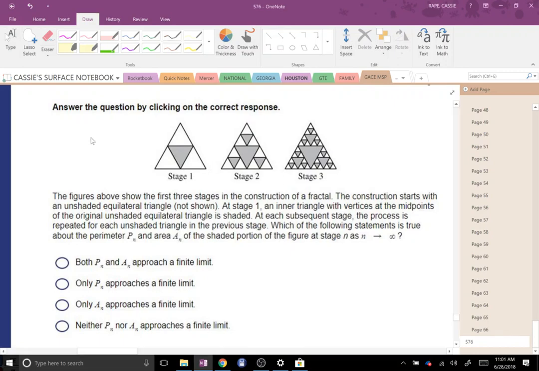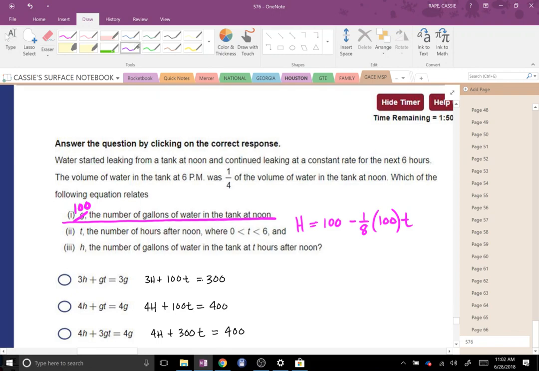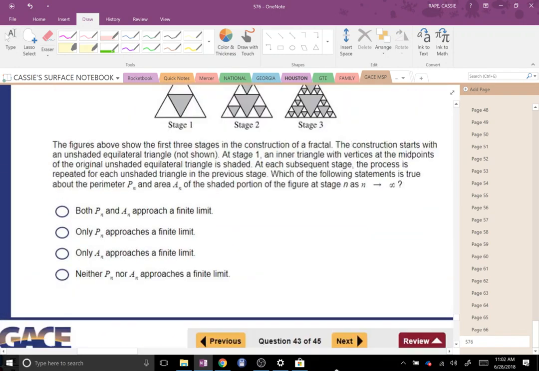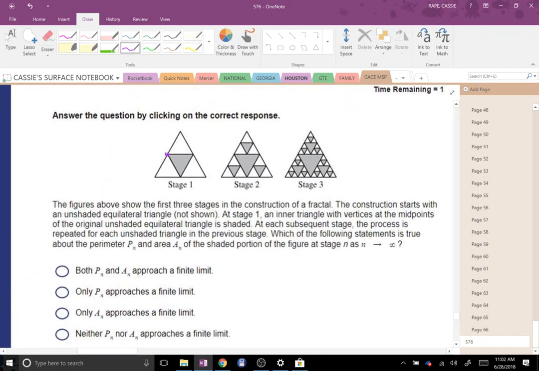We are on question number 43. This is a triangle in which the white space that remains in any given stage, in the next stage, is then halved on every side. The sides of the white space are halved. Those are the midpoints, and then another triangle is drawn in and shaded.